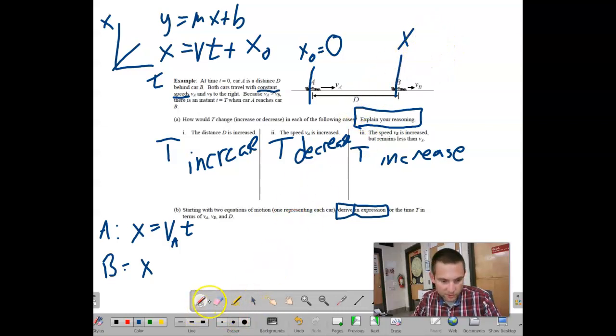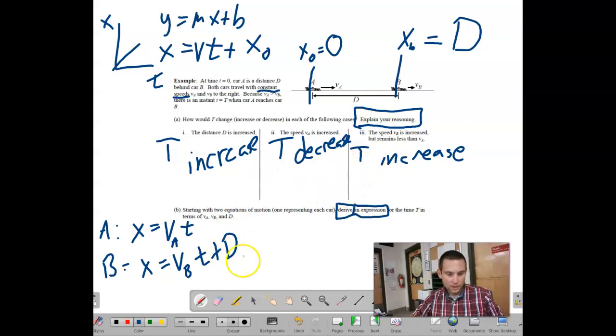The initial position for B is going to be capital D distance away from A. So our equation becomes x equals VB times t plus the initial position, capital D. Okay, so that's step one in deriving the expression.